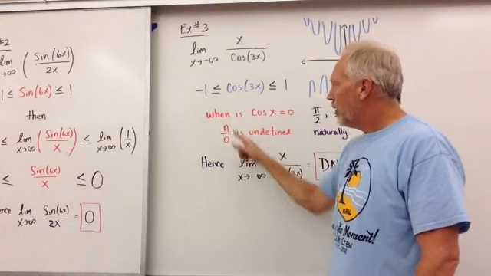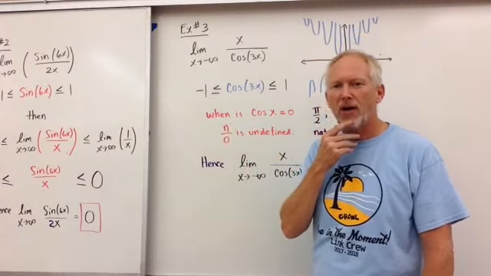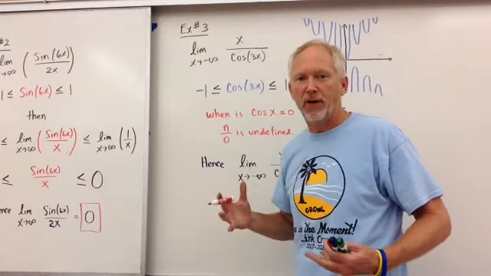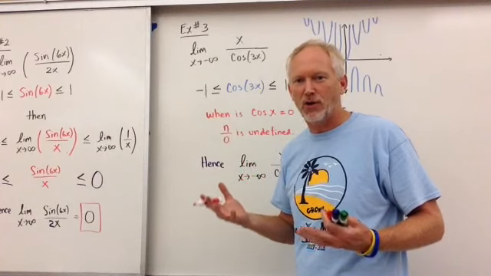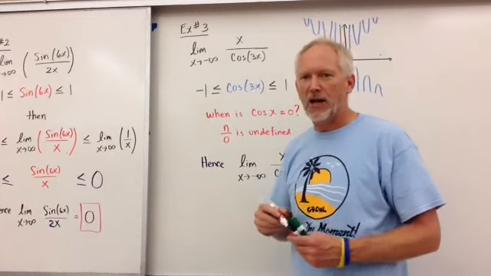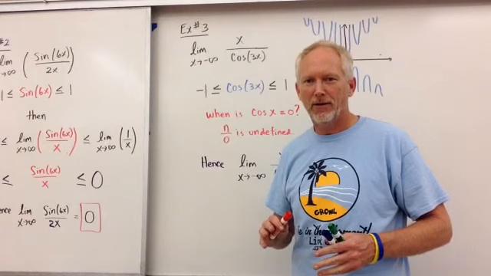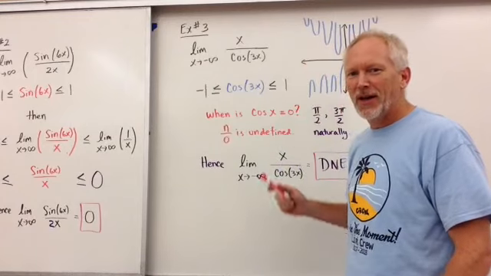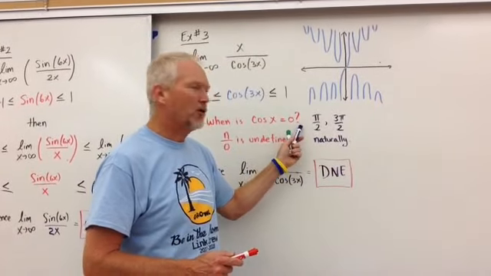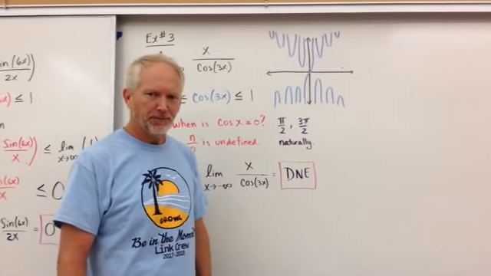Negative 1 to 1. We have to ask ourselves, when is cosine of x equal to 0? Pause the video and see if you can answer that question. Go to your unit circle. Check it out. When is cosine naturally 0? All right, I'll wait. And back. Yes, you were right. If you look at the unit circle, cosine is naturally 0 at pi over 2 and 3 pi over 2.